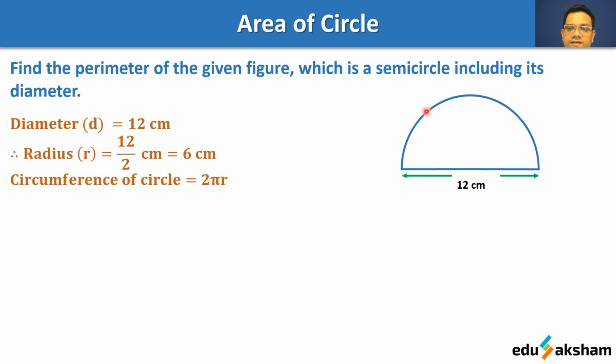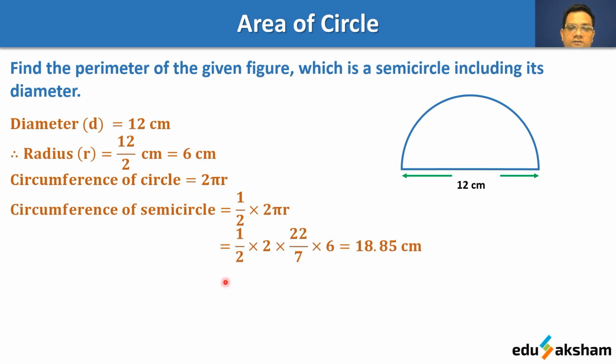Circumference of the circle, if we complete the circle, would be 2 pi r, and circumference of the semicircle would be half of 2 pi r. That means pi r. That means half into 2 into 22 by 7 into 6. Solving, we get 18.85 centimeter as the circumference of the semicircle.